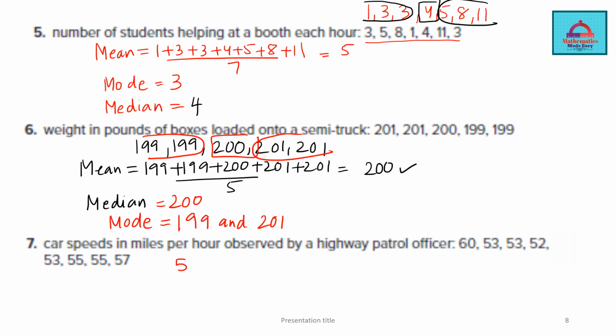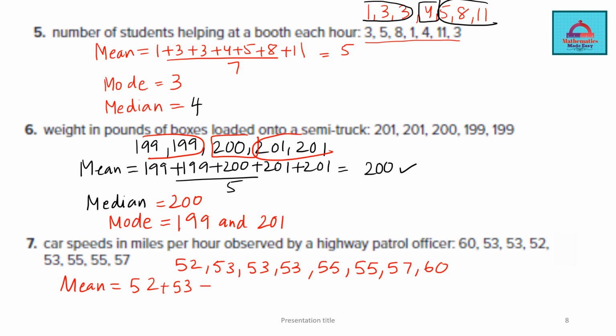So the smallest number is 52. Arrange in ascending order. This is going to be 53. 53 comes 3 times, then 55 comes 2 times, 57, and then 16 is the maximum. So we add them all for the mean, and on adding them we divide by 8, that is the total numbers that you have. So the mean comes out to be 54.75. We have it in decimals.